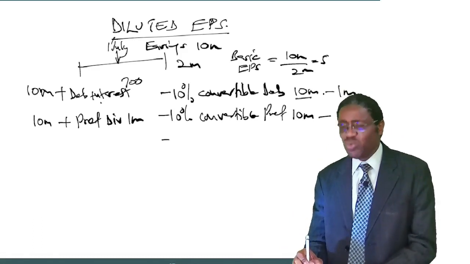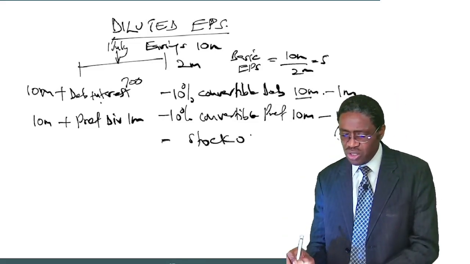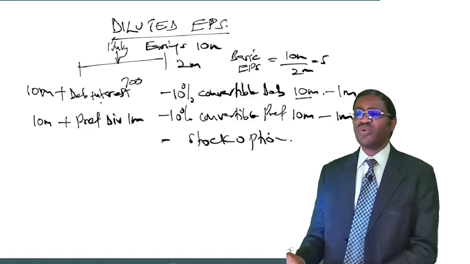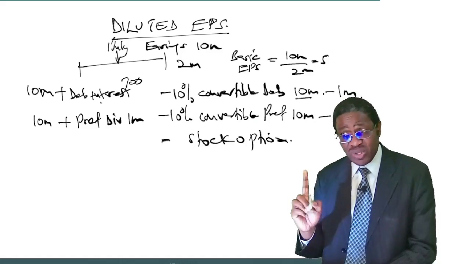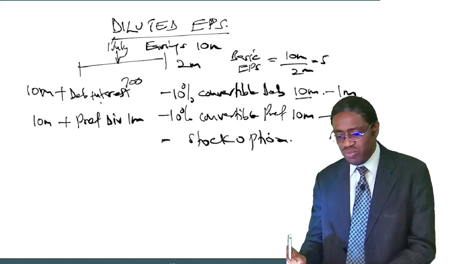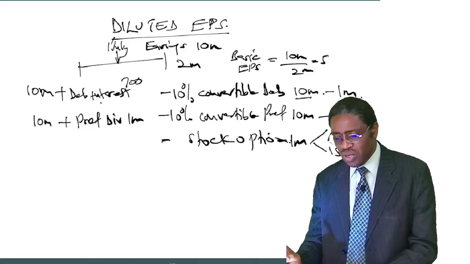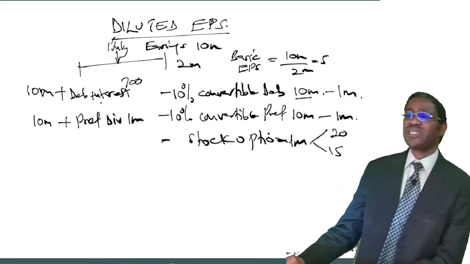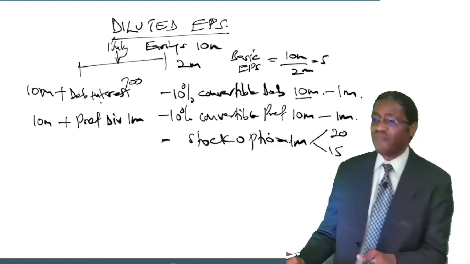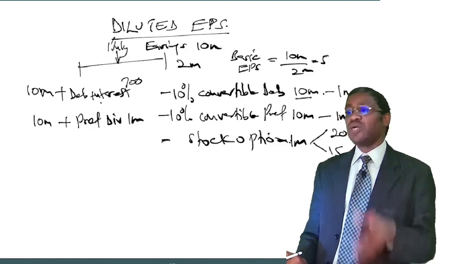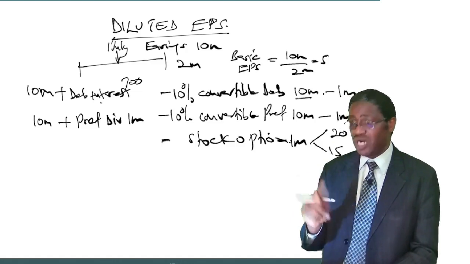Then from there, we went to another potential ordinary share, which we were calling what? Stock option. And we were assuming, suppose your company by the end of the year has agreed with the employees that they will be given a privilege of buying 1 million shares at a price of 15 when the market price was 20. I hope you still remember how to use the stock options to compute what we were calling the diluted earnings per share.